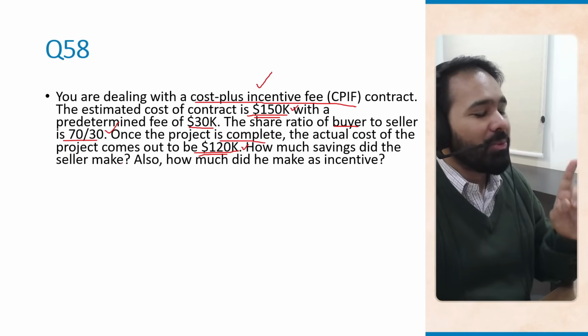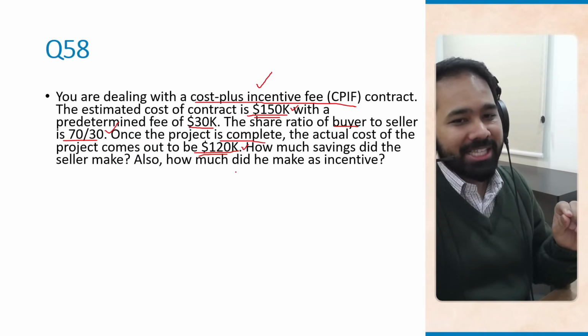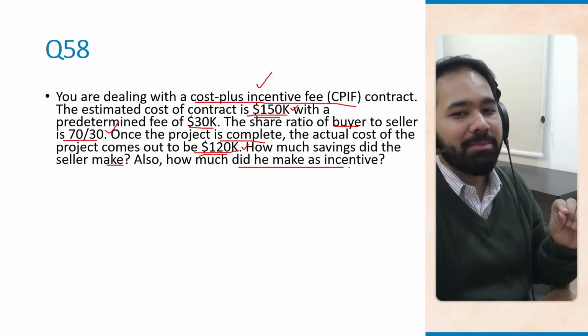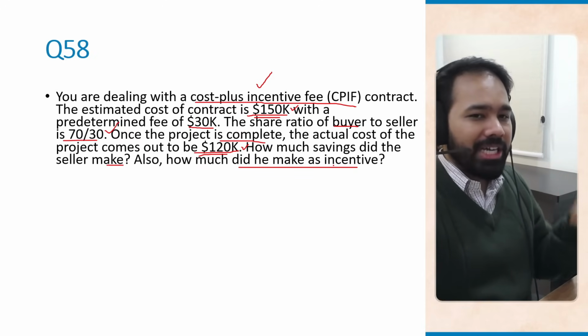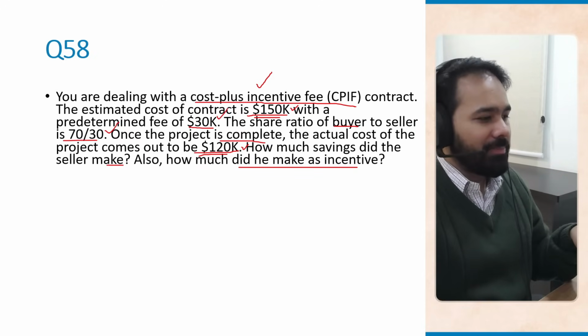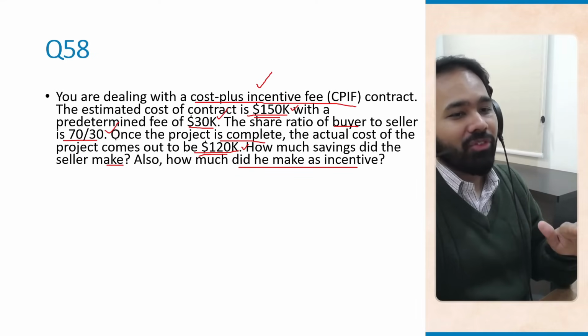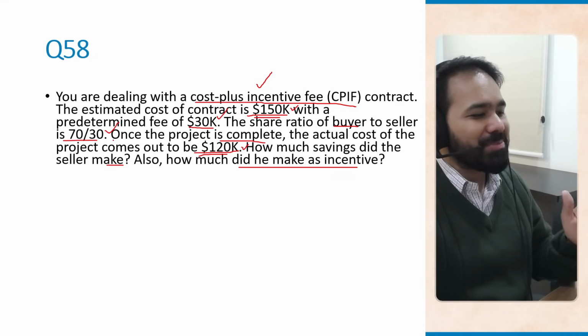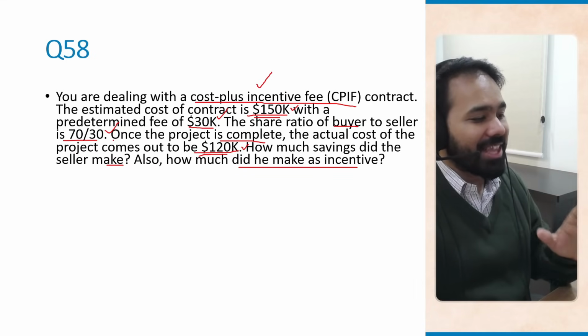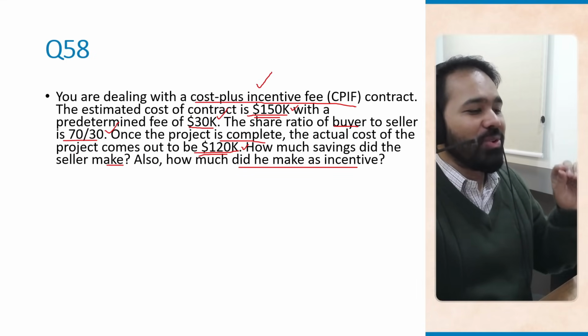But remember, we are now talking about total seller profit, right? This is what the question asks. How much savings did the seller make? Also, how much did he make as incentive? So you have a predetermined fee of 30K, and then you have the incentive of 9K, which we just calculated, right? So the total fee comes out to be 39,000 US dollars. If you haven't understood, go back, watch this whole explanation again.